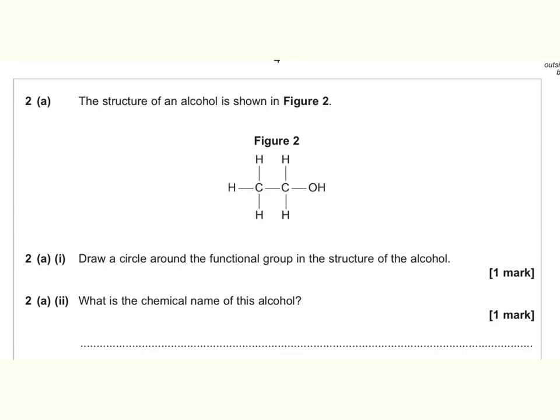So here's the structure of an alcohol. It says draw a circle around the functional group in the structure of the alcohol. Well, that's here. What is the chemical name of this alcohol? Well, it's 2 carbons, it's got the alcohol group, so it's ethanol.